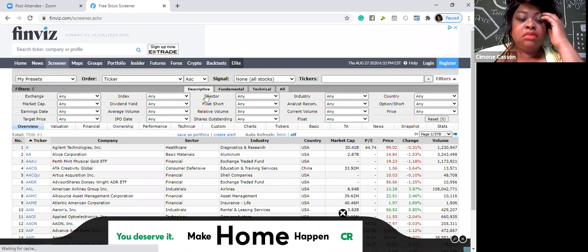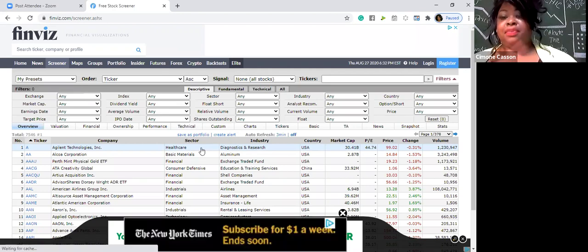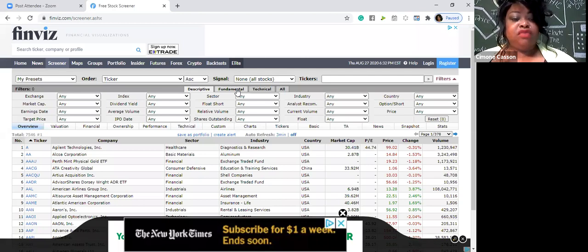So this is the descriptive part. It's going to tell you about the exchanges, the indexes, and the sectors, as we talked about before. It's going to talk to you about shares outstanding, meaning how many shares are actually issued for this company, the industry, all that other good stuff. So that's kind of an overview, right? And right now we're looking at 7,546 stocks.